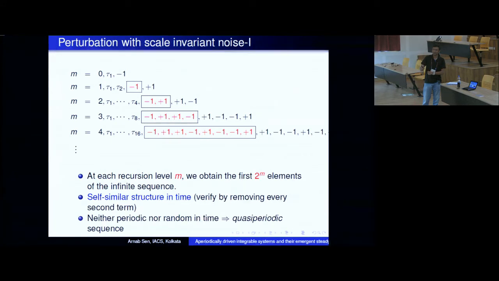Okay, let's say you remove all the even terms from this sequence, this guy, that guy, and so on. You go back to the same original sequence. So clearly it's self-similar in time. And clearly it's not a periodic function, because you cannot put this sequence in any sort of unit cell in time. There is no finite block here which is repeating itself, right? So clearly this is not a periodic sequence and this is not a random sequence. So this is a quasi-periodic sequence.